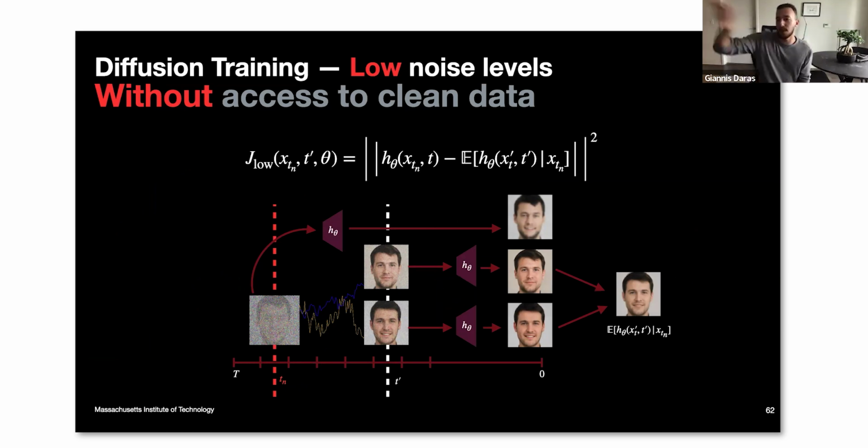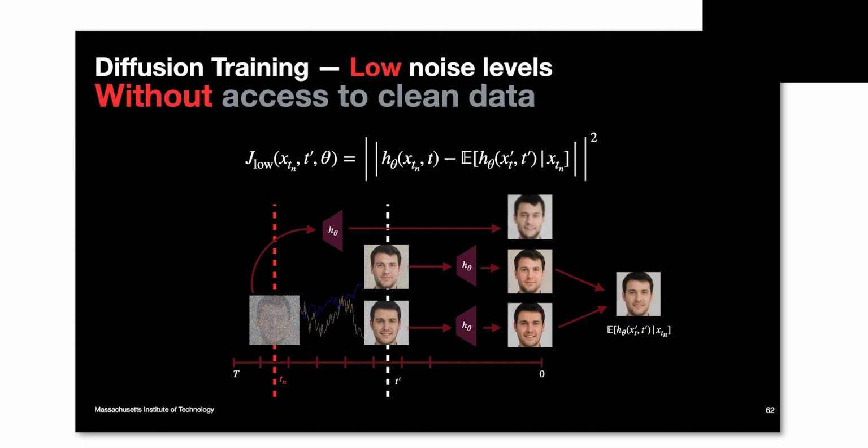I have this noisy image, give me your one-step prediction, that's h theta of xt. That's this blurry prediction on the top. And then I'm going to run my sampler, I'm going to get these different t primes that are less noisy versions of my starting image. And then I'm going to ask again the denoiser, what do you think the clean image is? I get one prediction, two predictions, three predictions. I average them out.